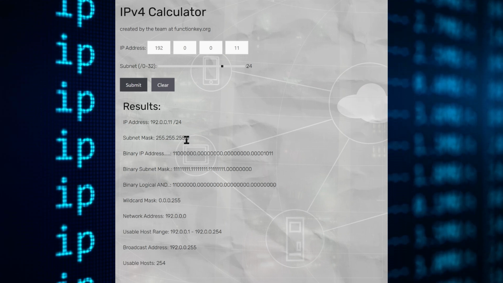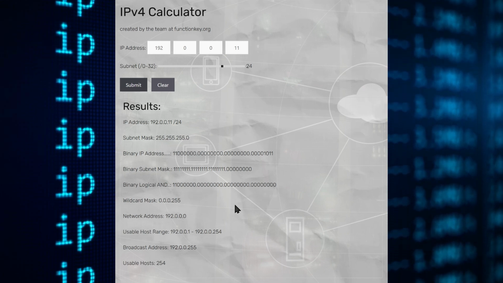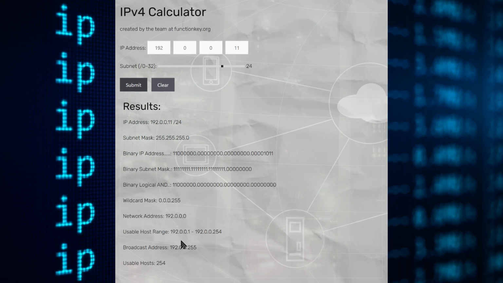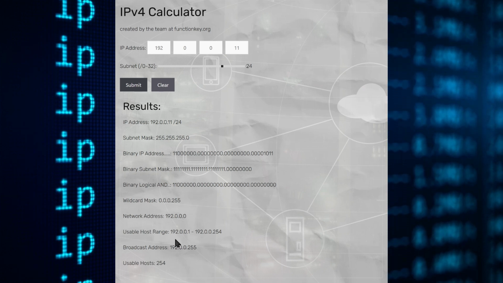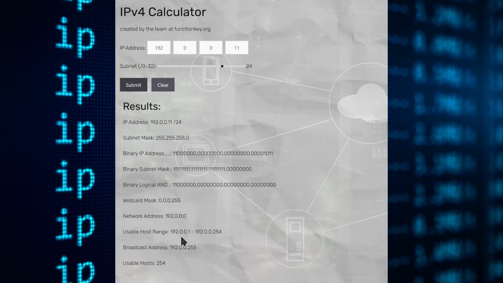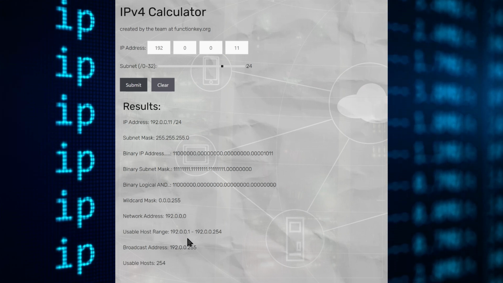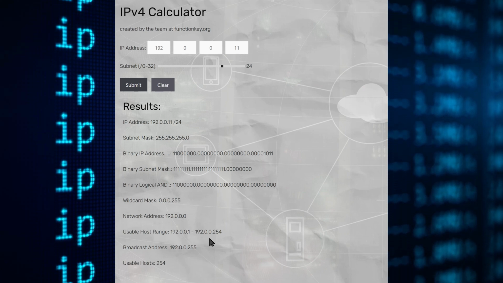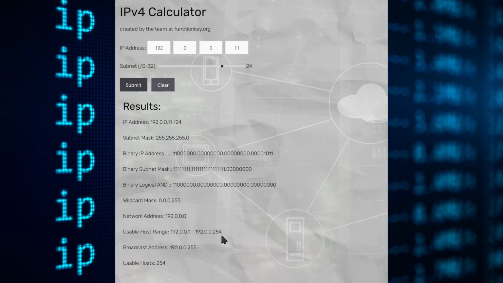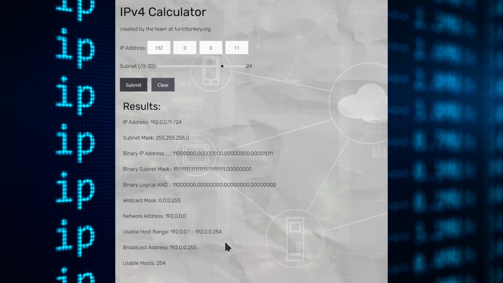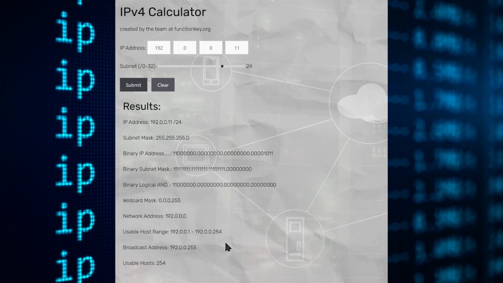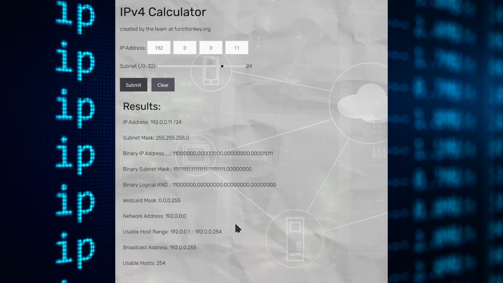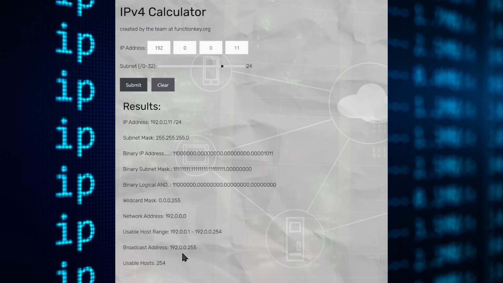Usable IP range. In a typical Class C network, with subnet mask 255.255.255.0, the usable IP addresses range from 192.0.0.1 to 192.0.0.254. 192.0.0.0 is the network address, and 192.0.0.255 is the broadcast address.